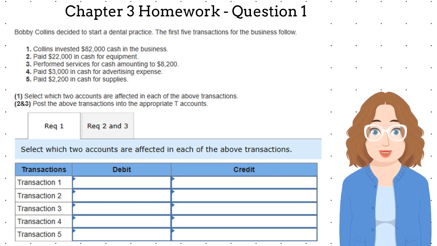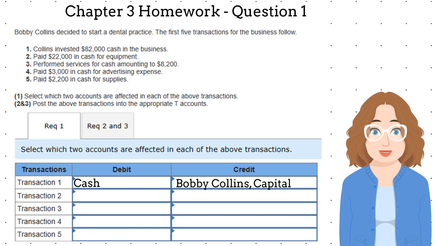That means that the business received cash. Cash is an asset and assets increase with debits. Now that we know the debit of the transaction, let's figure out the credit. The business now owes money to the owner, something that we call capital, which is part of owner's equity. So, there you have it, debit to cash and credit to Bobby Collins, capital.